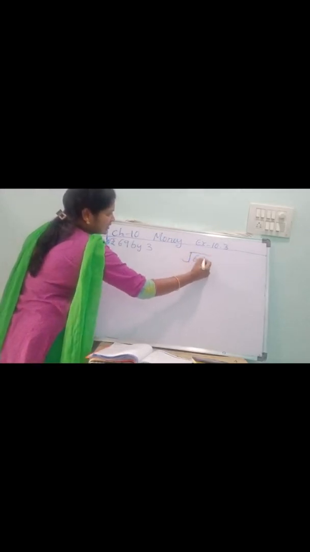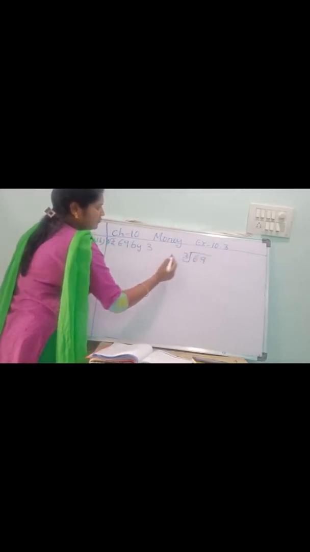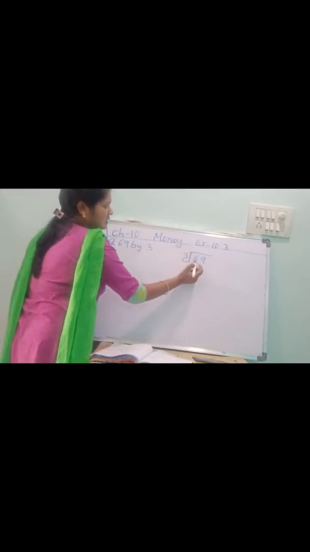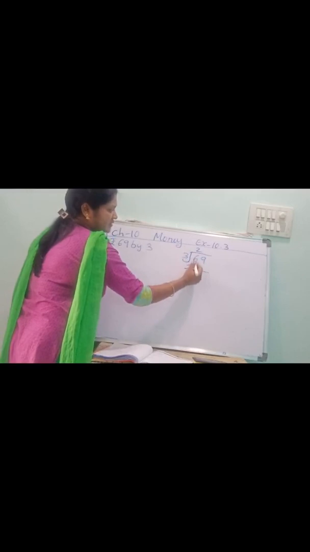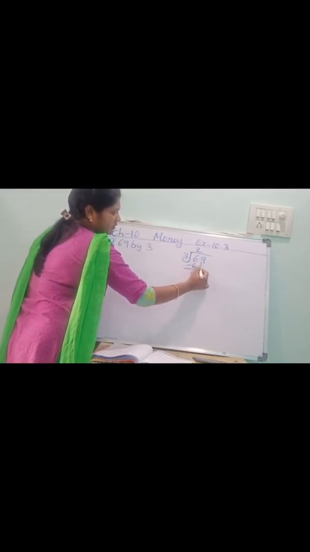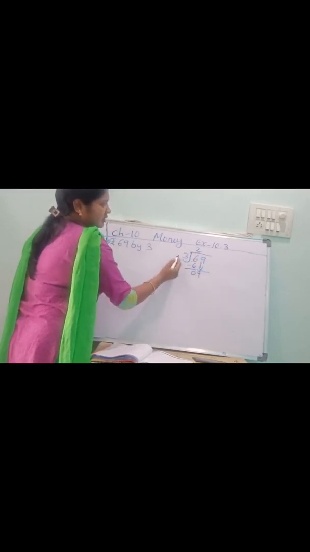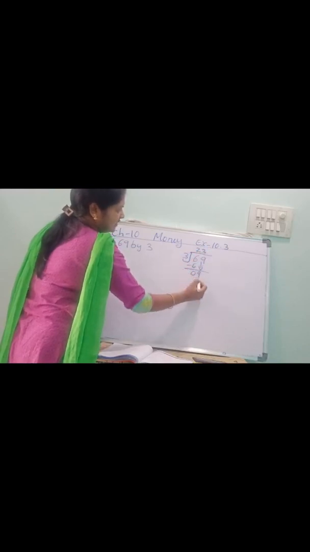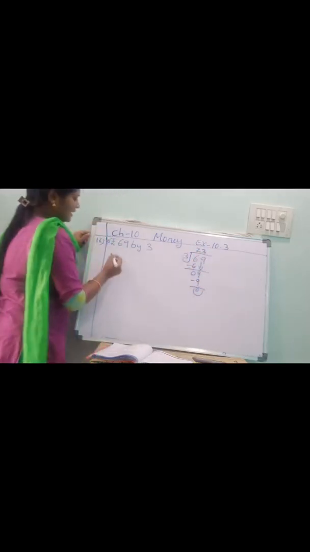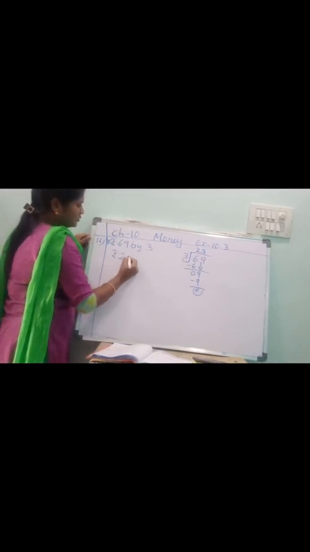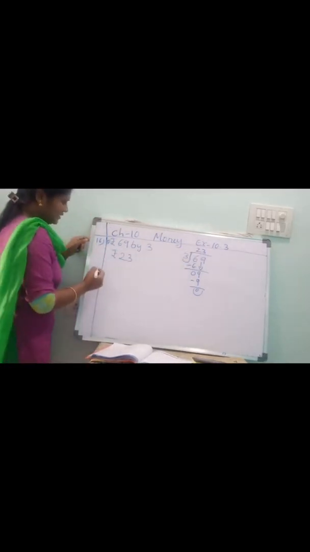Divide 69 by 3. 3 twos are 6. Minus, 0. Here, this one you should take down. 3 threes are 9. 9 minus 9, 0. What is the answer? Rupees 23 is the answer.